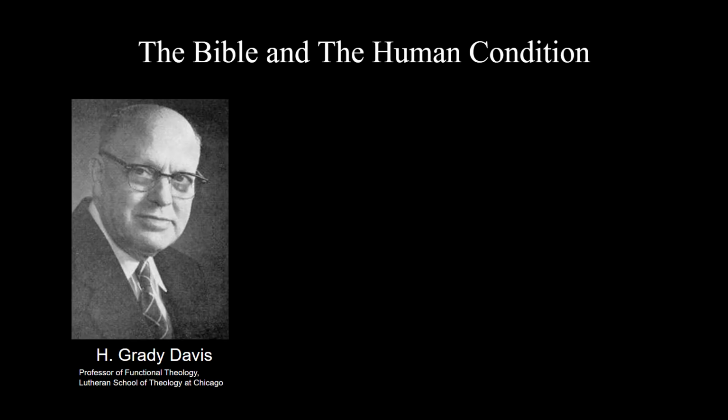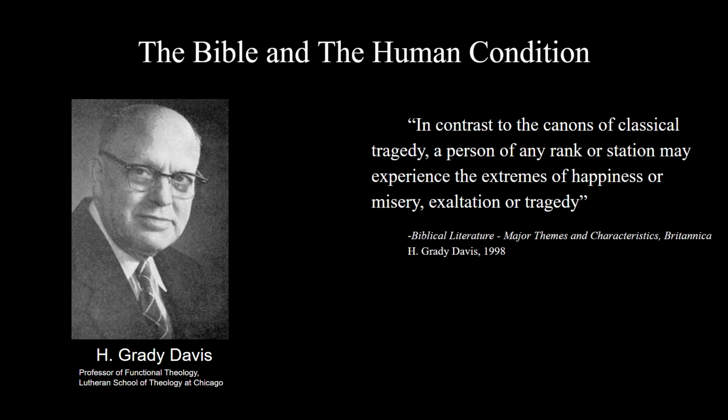This idea that we are able to connect our emotions to those with entirely different lives has existed even in the Bible, which contains texts written between 3,200 and 2,000 years ago. H. Grady Davis, on the discussion of the human condition in biblical literature, writes: "In contrast to the canons of classical tragedy, a person of any rank or station may experience the extremes of happiness or misery, exaltation or tragedy." This idea that anyone can experience any internal conflict and condition allows us to see how the idea of a chosen one can be effective even if we can't directly relate to the external conflicts of a character.